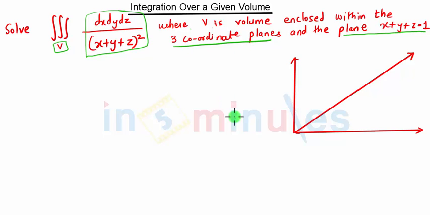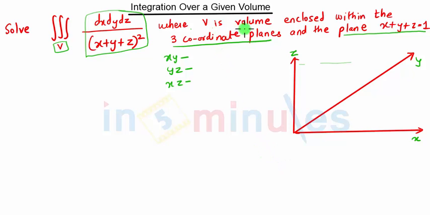What are the three coordinate planes? In three dimensions, we have the three axes, that is x, y and z. And the coordinate planes are: xy is one coordinate plane, yz is one coordinate plane, and xz is another coordinate plane. So one plane is this yz, one plane is yx, and one plane is xz. So these are the three planes.